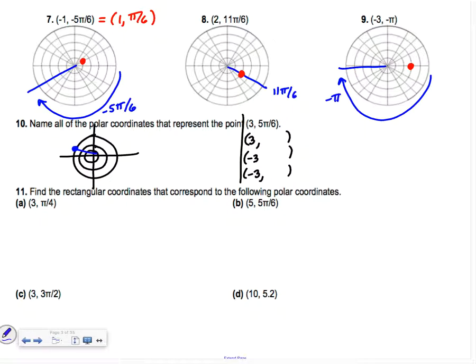Okay, if I talk about a negative angle, what negative angle would I have? Yeah, -7 pi over 6, exactly. Do you guys all understand that? So going back to that line in the negative direction. So that would be 3, -7 pi over 6. That's the first one.